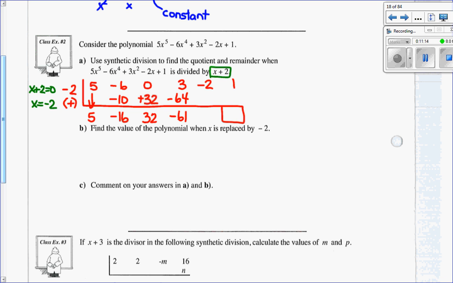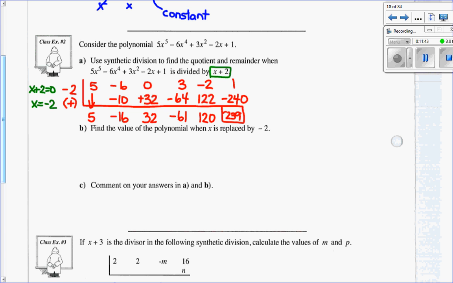Then I'm going to multiply that by negative 2 out front, and I'm going to get 122. Then I'm going to add down the column. Negative 2 plus 122 is 120. Then I'm going to multiply that by the negative 2 out front, and that is negative 240. And then finally I'm going to add down my column. 1 plus negative 240 is negative 239.